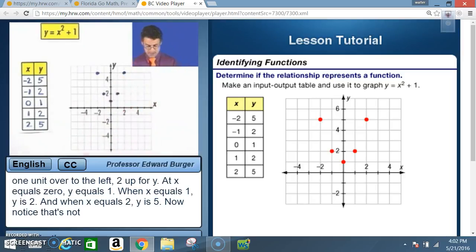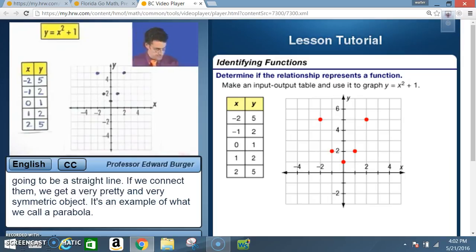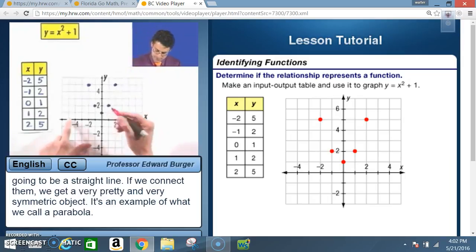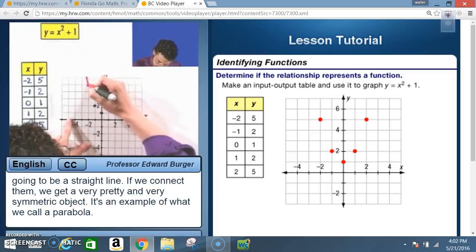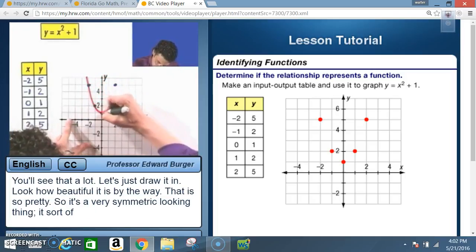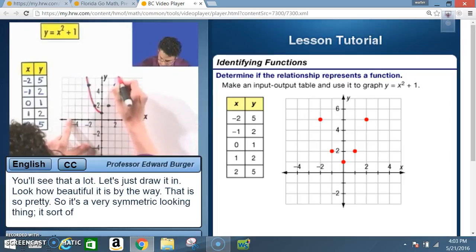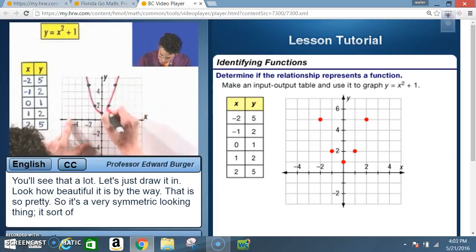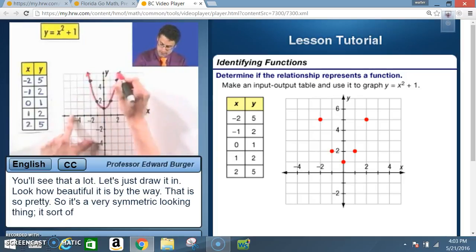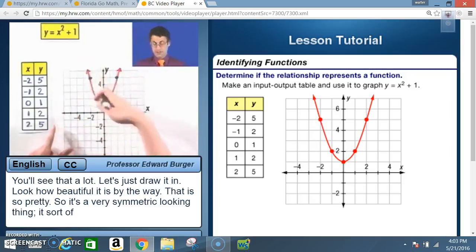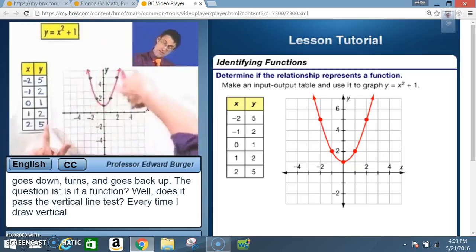Now notice that's not going to be a straight line. If we connect them, we actually get a very pretty and very symmetric object. It's actually an example of what's called a parabola. We'll see them a lot. Let's just draw it in. Look how beautiful, by the way. That is so pretty. So it's a very symmetric looking thing. So it comes down, turns, and goes back up.